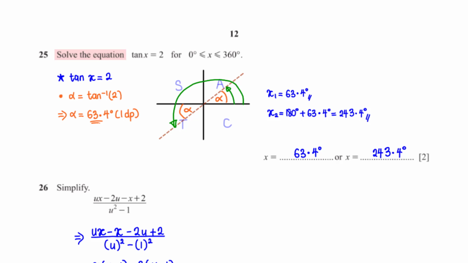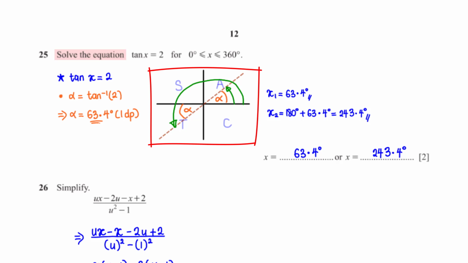Solve the equation tan x equals 2 for x greater than or equal to 0 degrees and less than or equal to 360 degrees. To solve this equation, we first need to find the reference angle, which we have represented as alpha, to help us find all the possible solutions for x in the given range. Alpha is equal to tan inverse of the positive value of tan x, which is 2. Tan inverse of 2 is equal to 63.4 degrees rounded to one decimal place.